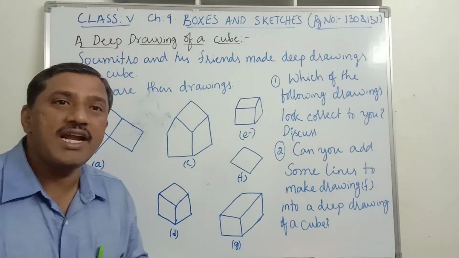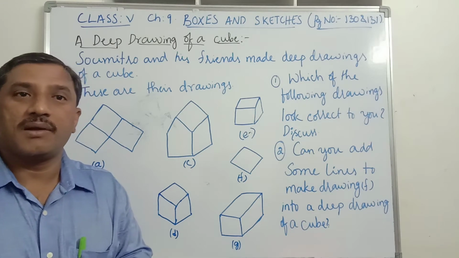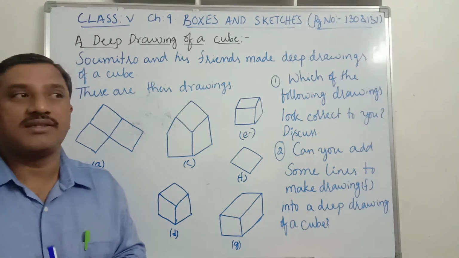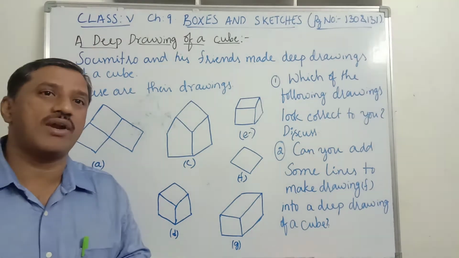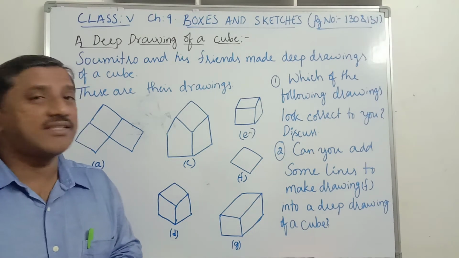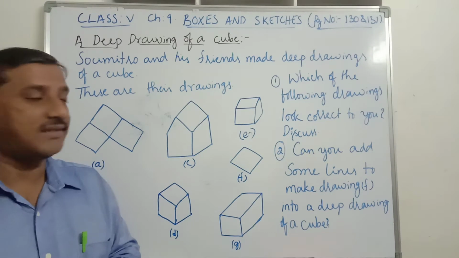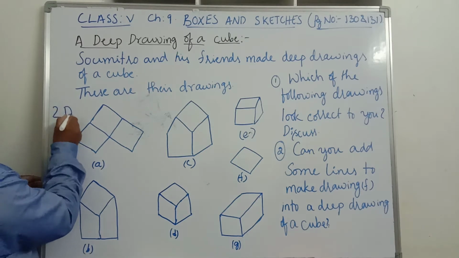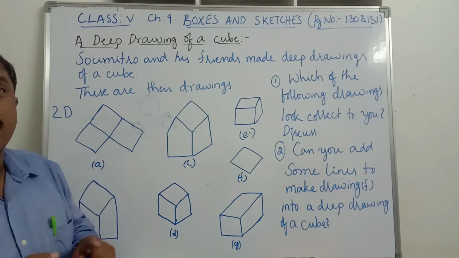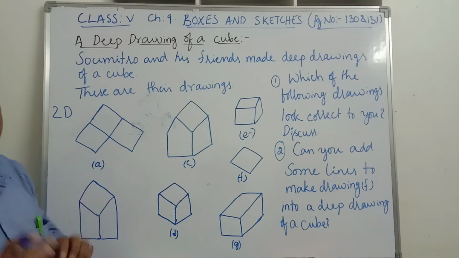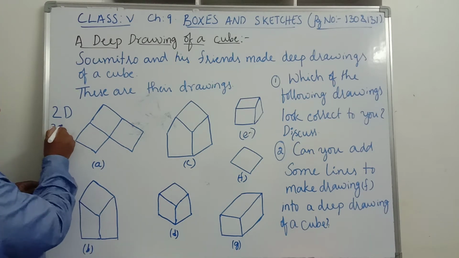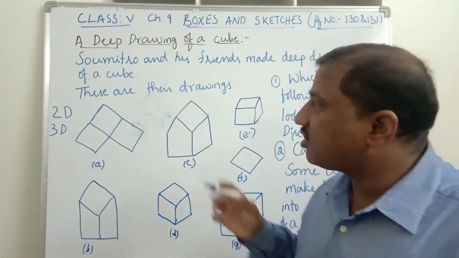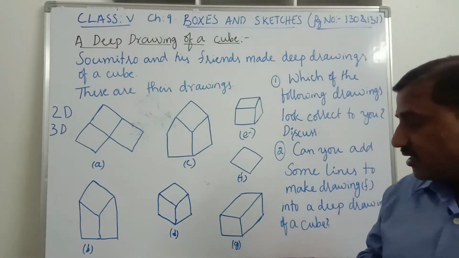So what are 3D shapes? The shapes which are obtained by folding a 2D shape in the proper way, we get a new shape. Those shapes are known as 3D shapes. Now what are 3D and 2D? 2D means two-dimensional. D stands for dimensional. 3D means three-dimensional figures. Dimensions means measurements.